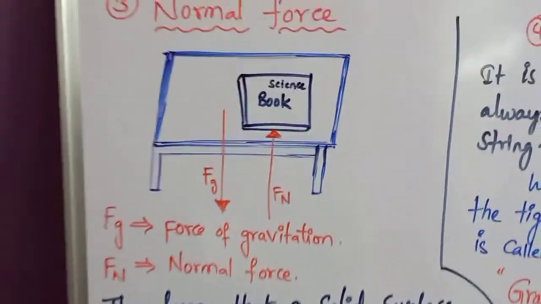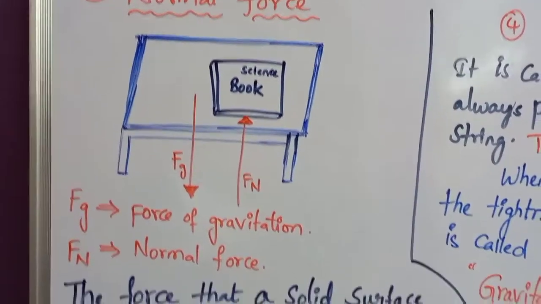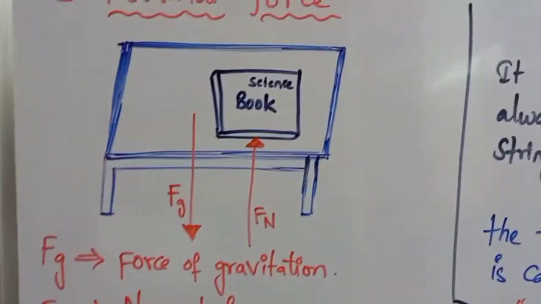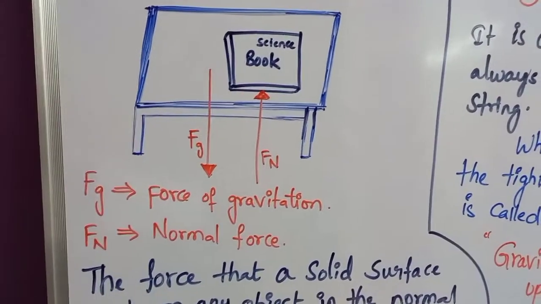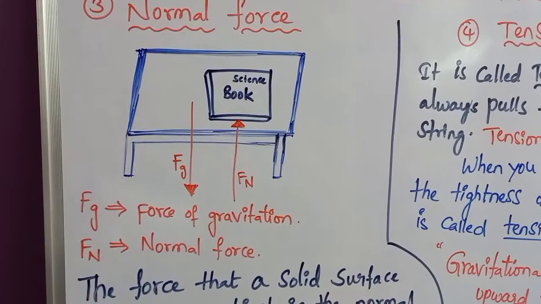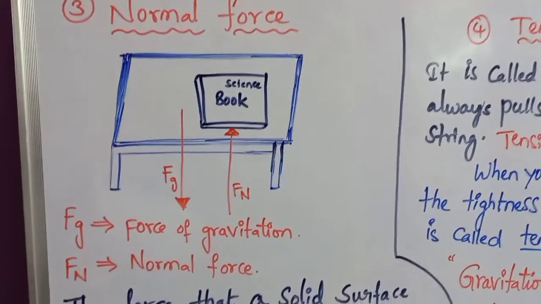Net force means here the total force, the sum of all the forces acting on the object. If you see in this particular example of the textbook, two kinds of forces are acting on the book, that is the force of gravitation and the normal force. So the sum of the two forces acting on the book is called net force. Here the net force on the textbook is said to be 0.